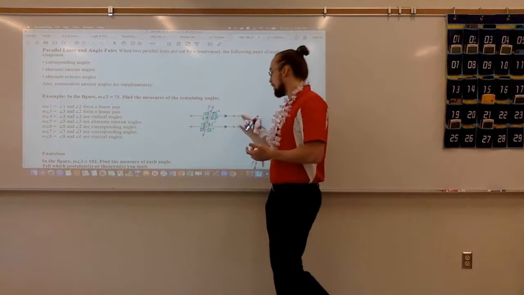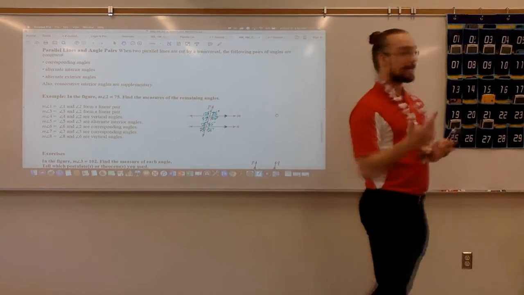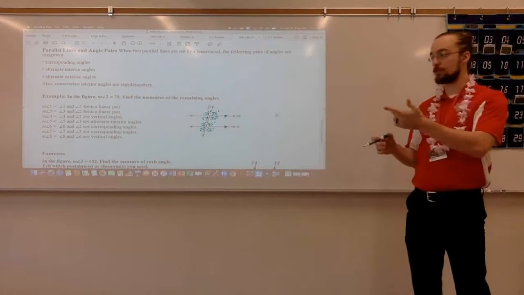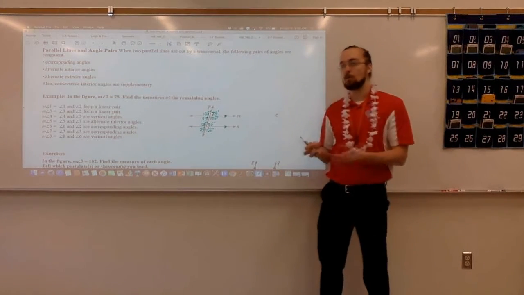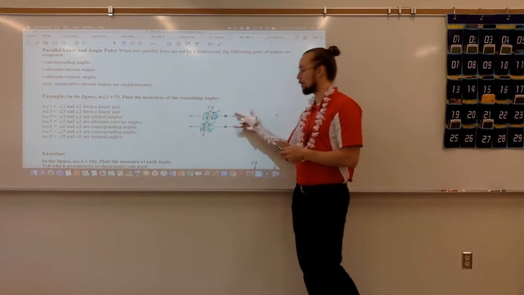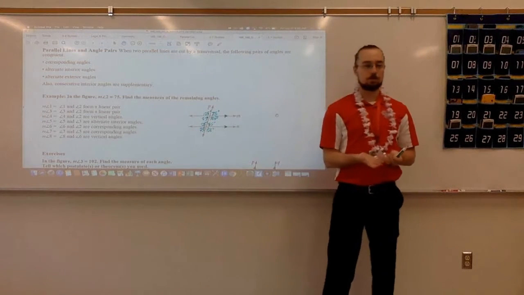So when we have a diagram like this, and we're looking at any relationship, either the two angles are equal to each other, or they add to 180. Those are the only two possibilities when we have two parallel lines cut by a transversal.